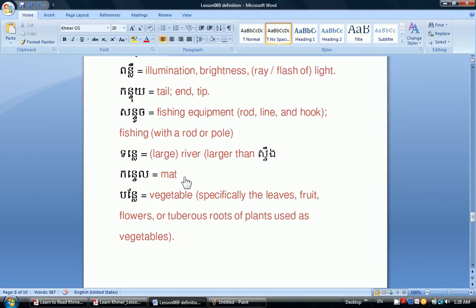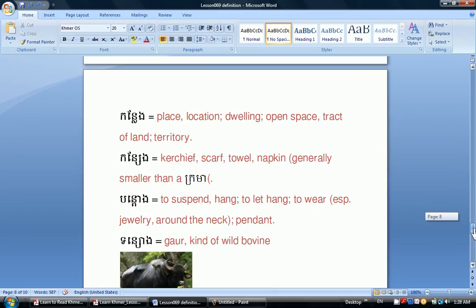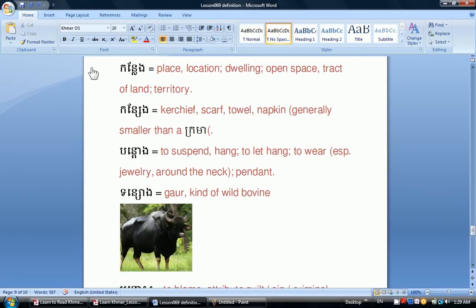Contail is a mat. Bunlai is the vegetable, especially the leaves, the fruit, the flower, or the tuberous roots of plants used as vegetables. Gunline is a place, a location, a dwelling, an open space, a tract of land or territory. Consang is a kerchief, a scarf, a towel, a napkin, generally smaller than grama.